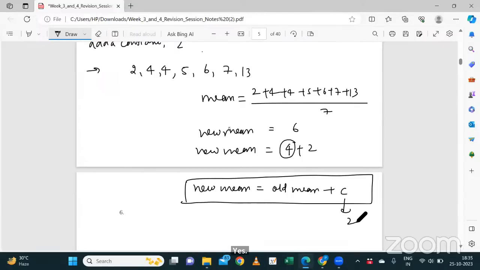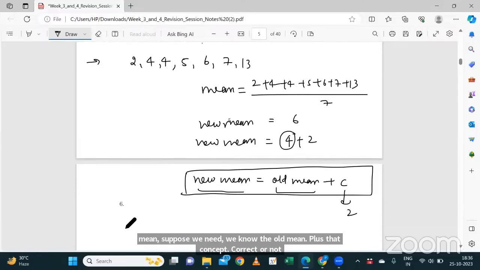See why this is important. Suppose in a class there are some 80 students, and the class teacher gave marks to 80 students. After evaluation of the copies he realized there is one incorrect question, so he wants to give 2 marks to each of the students. Then you want to compute the average of the new data set. Rather than again adding all marks of all the students and then dividing, we can use this direct property: if we know the old mean, the new mean is the old mean plus that constant. Correct or not?